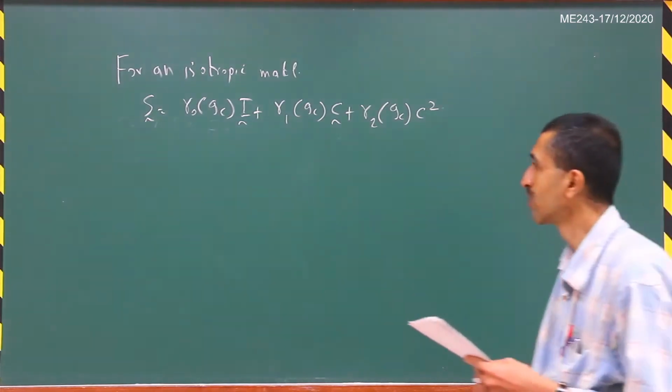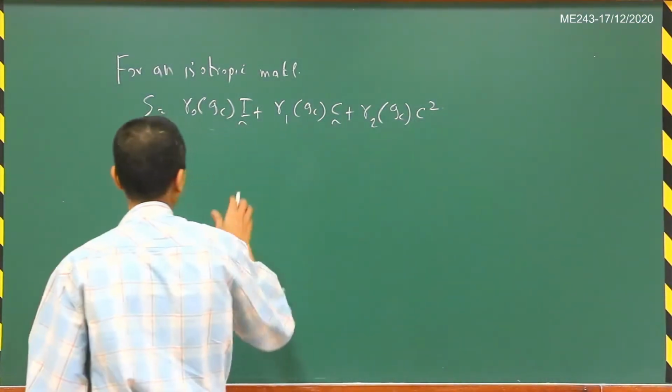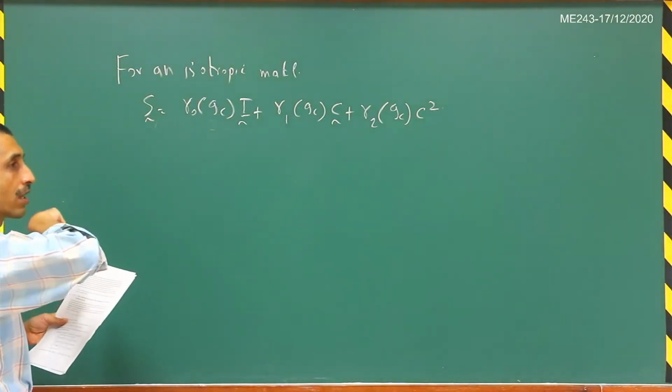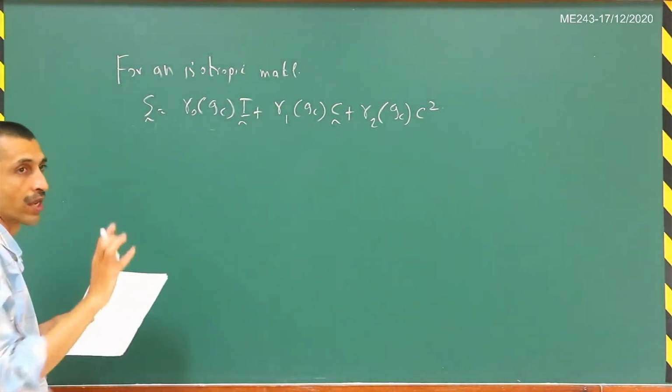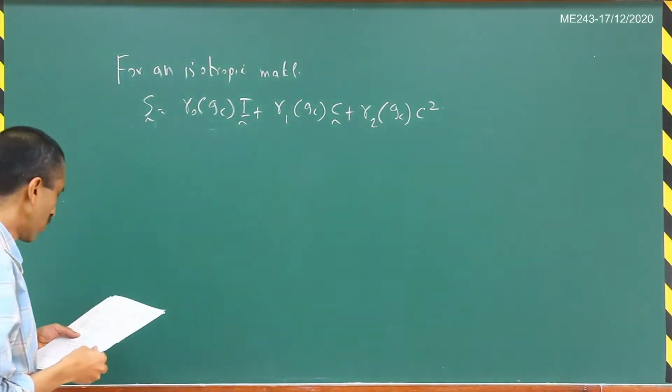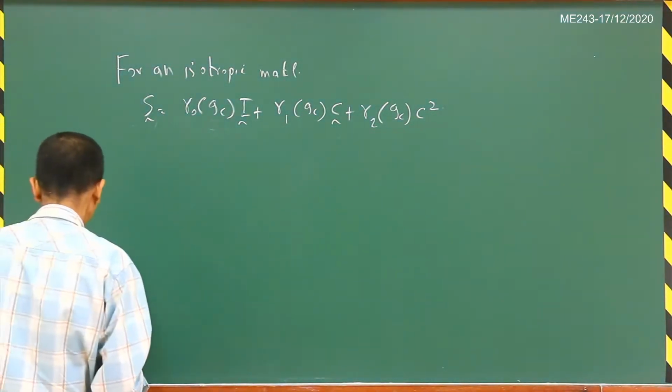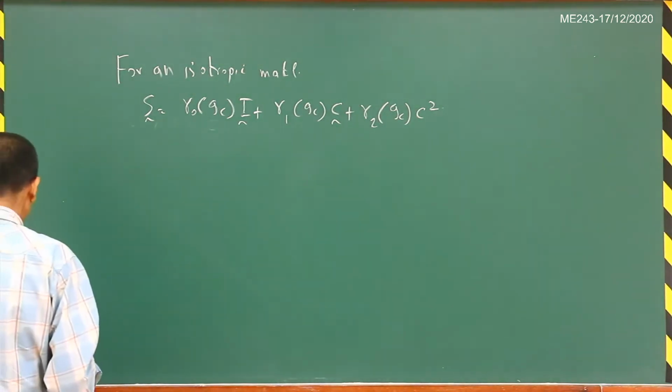So suppose now you want to find out a linear approximation to this. That means your C is small in some norm sense. Then what is the result that you will get? Okay, so we'll have the following theorem.